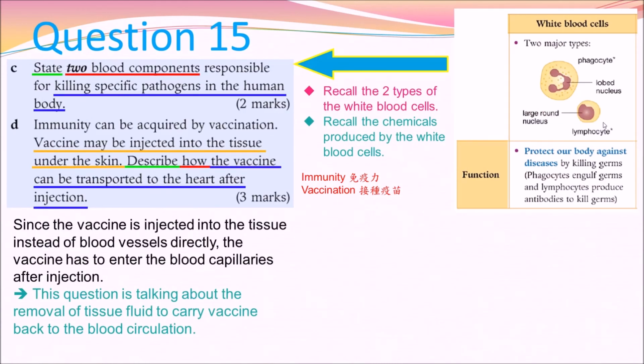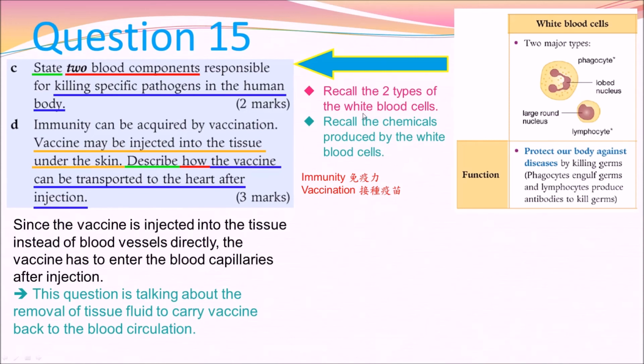And then for question C, state 2 blood components responsible for killing specific pathogens in the human body. Pathogens are the microorganisms that can cause disease and infect you, maybe the germs, the bacteria, the virus, something like this. So just recall the cells in the book. Recall the 2 types of cells, the white blood cells, and then recall the chemicals produced by the white blood cells. I need the name.